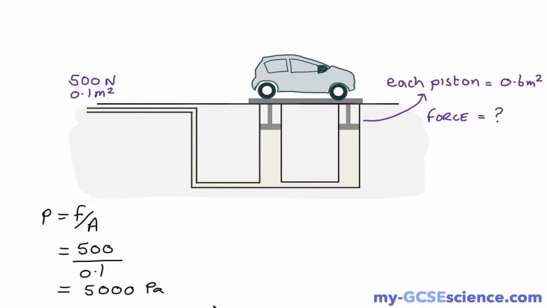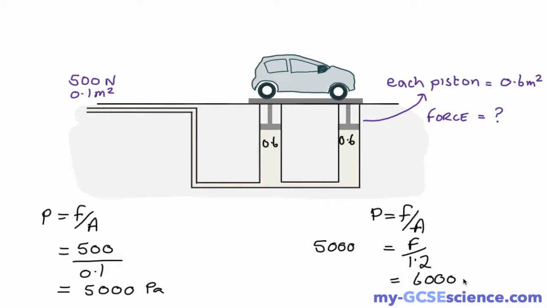Now, if we know the pressure over this side, we can use the same formula again over here. So we've got pressure equals force over area. We don't know the force, but we do know the area, and we do know the pressure, so 5,000 equals force divided by, now look, we've got 0.6 here, but we've got two pistons, so this is 0.6 and this is 0.6, so the total area is 1.2. The way I got that was to rearrange the formula: 5,000 times 1.2, and that gives 6,000 newtons.